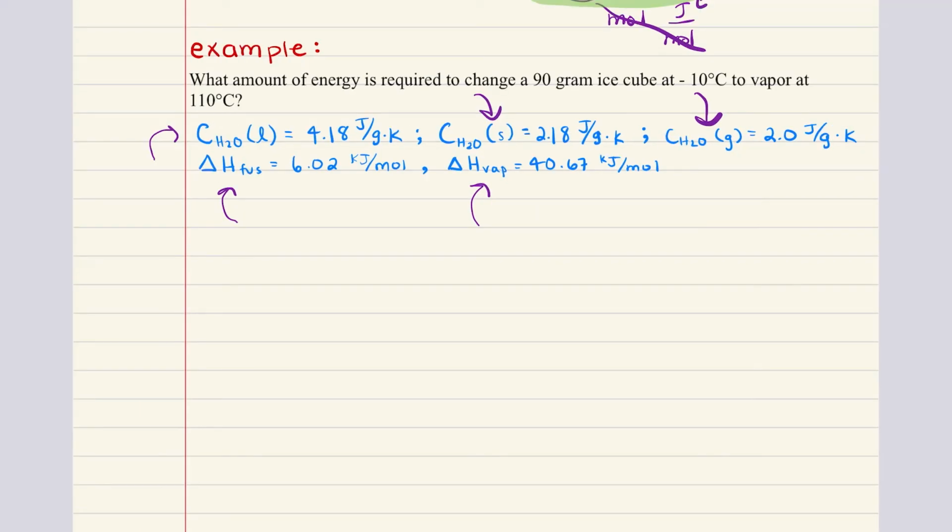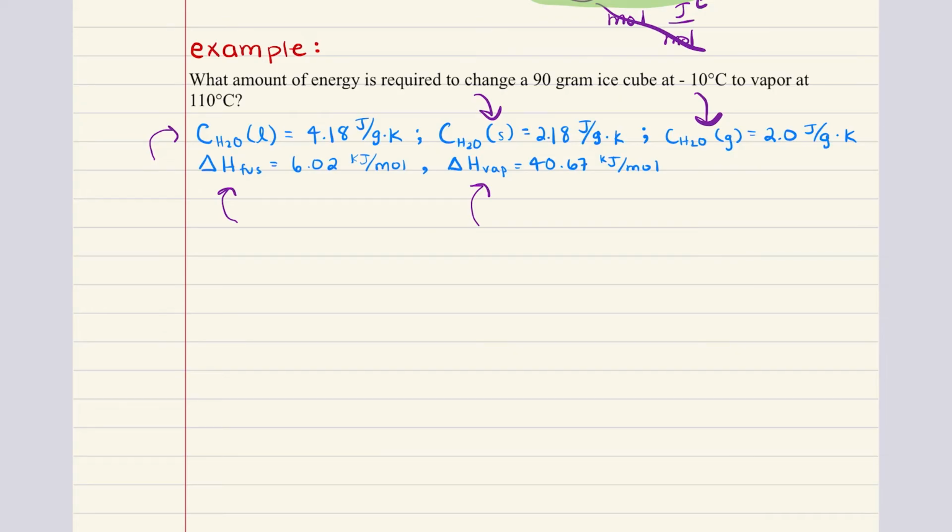In this problem, we know we're starting with an ice cube, so water in its solid form. And then we're heating it up all the way to 110 degrees Celsius where it will become water vapor. The first thing that we want to do is draw out the heating curve for water, and this should be easy because we know the freezing and melting point, and we should also know the condensation and vaporization point.